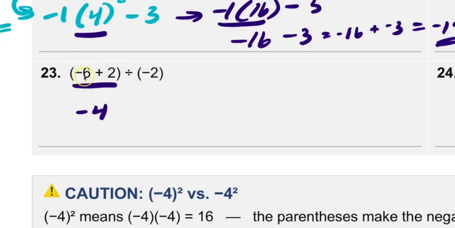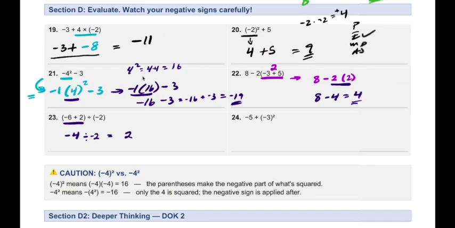Right here, the bigger number is negative. So that's how you add different signs. And we said to divide that by negative 2. So that gets me 2. Negative 4 divided by negative 2 is 2. 2 negatives make a positive.